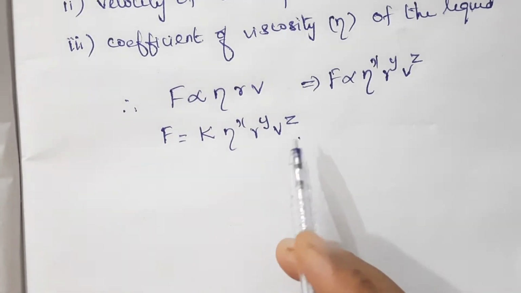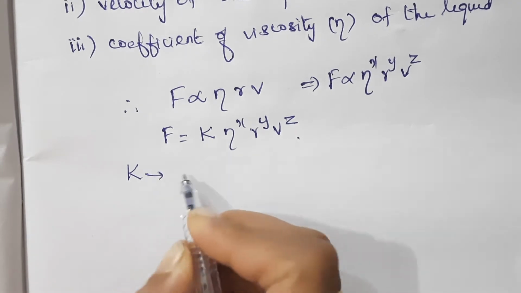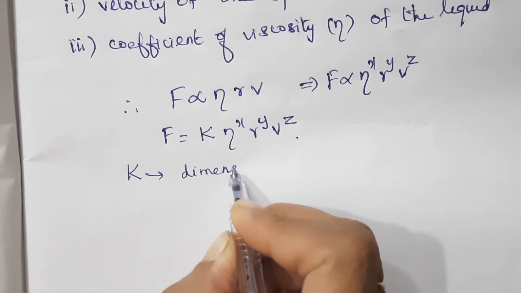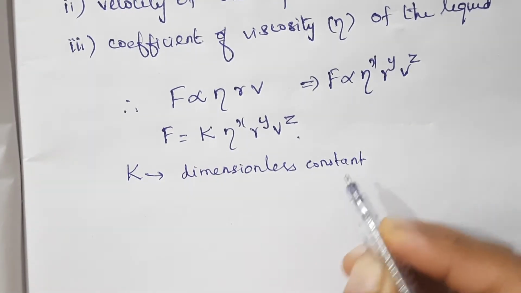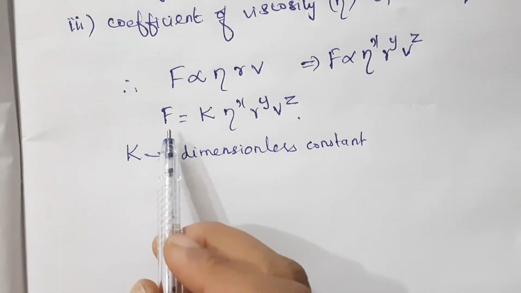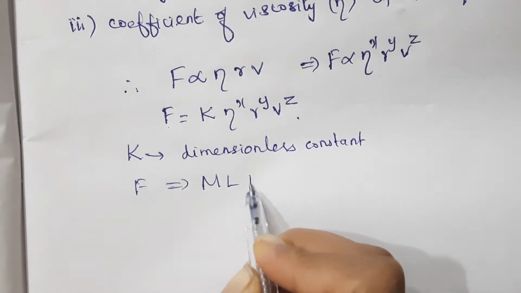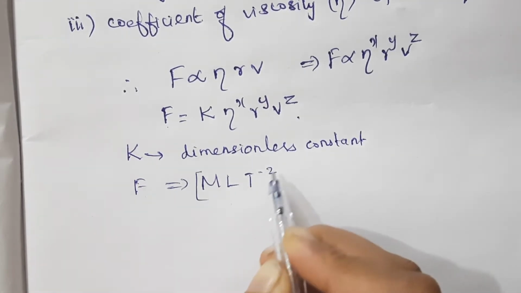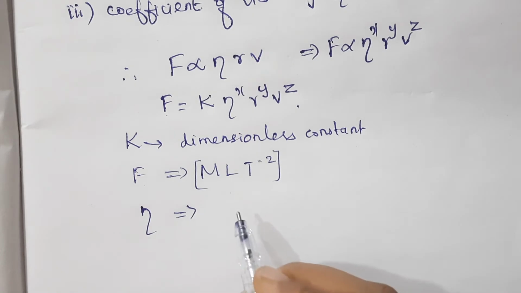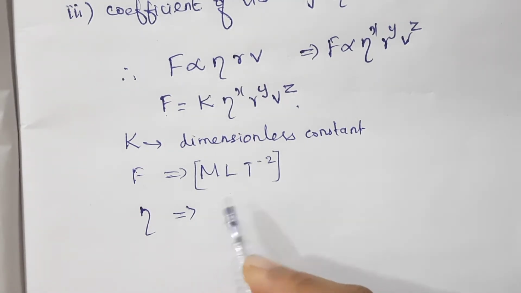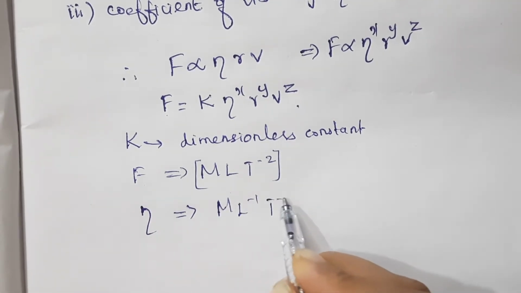Now apply the dimensional formulas on each side. We know that k is a dimensionless constant; it has no dimension. What is the dimensional formula for force? Yes, for force the dimensional formula is M L T power minus 2, mass into acceleration. Then the dimensional formula for the coefficient of viscosity: in the previous class I explained, just go through that. It is M L power minus 1 T power minus 1.